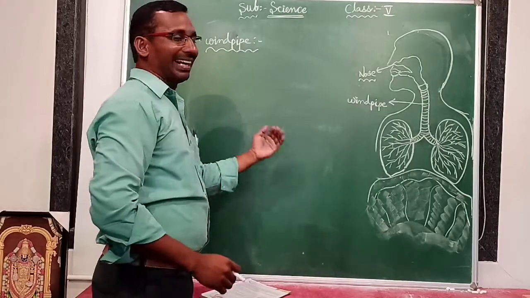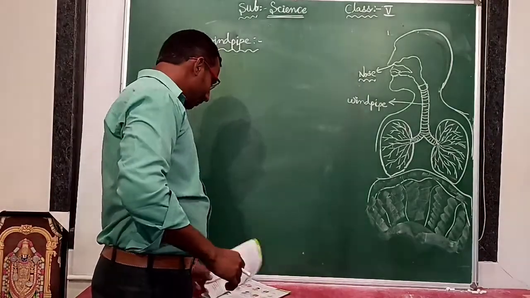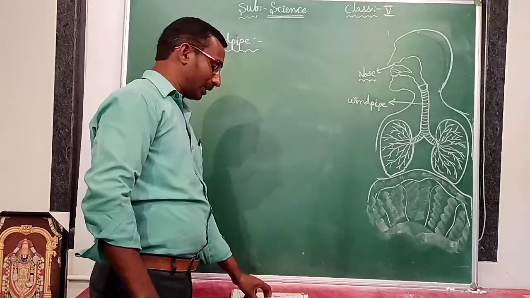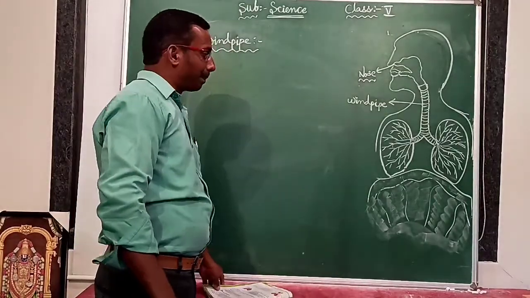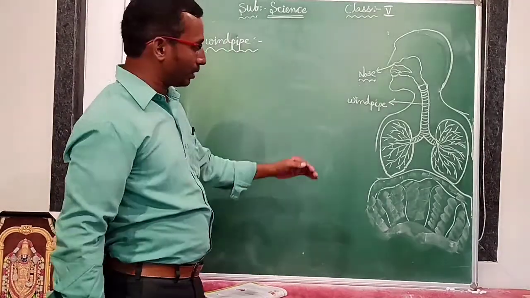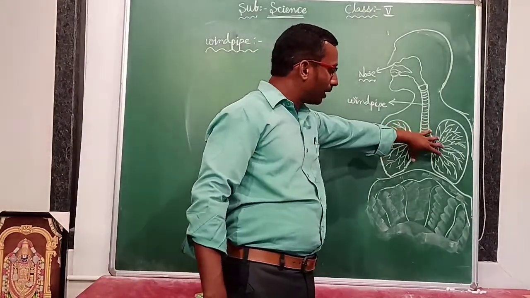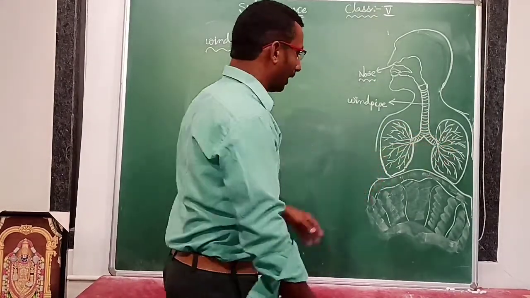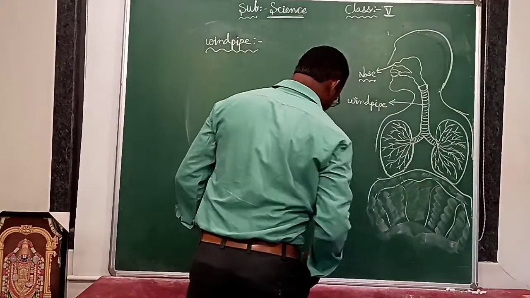So what is the use of the windpipe? When we take air in through the nostrils or nose, this windpipe passes the air to the lungs. So these are the lungs, these are the two lungs. Okay.